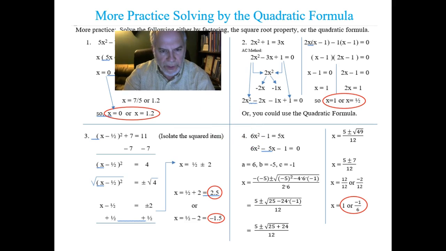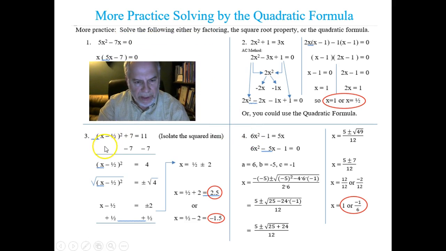In the next example, example 3, because you have this parentheses squared, I would suggest the square root method, the square root property. So move the 7 over, subtract 7, so you get x minus a half squared equals 4. Then you could take the square root of both sides and get x minus a half equals plus or minus the square root of 4, which is just 2, so plus or minus 2.